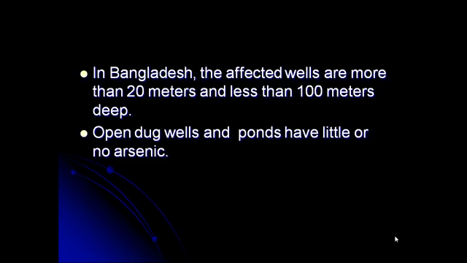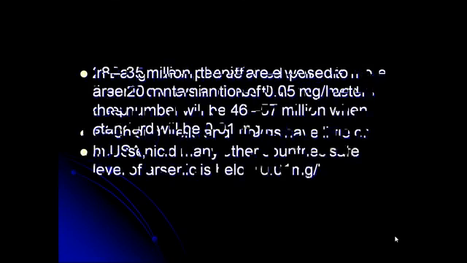The common tube wells installed at our village level are not so deep. They are mainly between 20 meters and 100 meters below ground level, and this level is arsenic contaminated. Though the ponds or dug wells, which are not so deep, are not arsenic contaminated. Even deep tube wells, deeper than 100 meters, are also not arsenic contaminated.